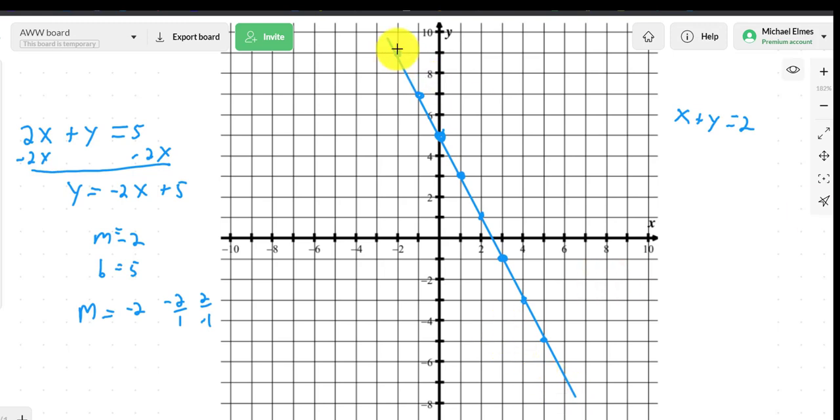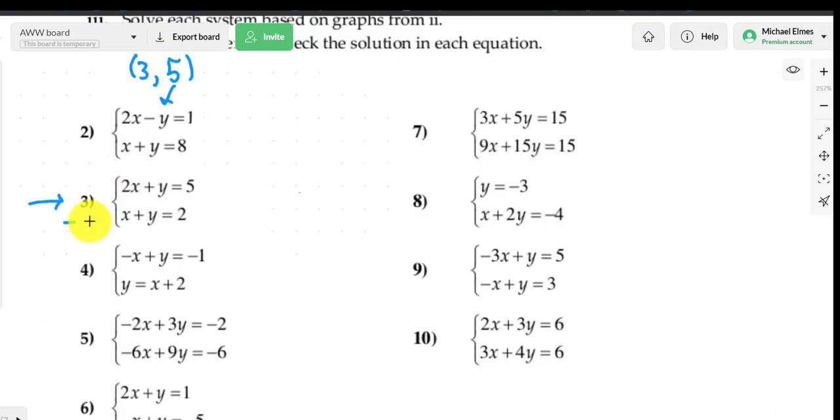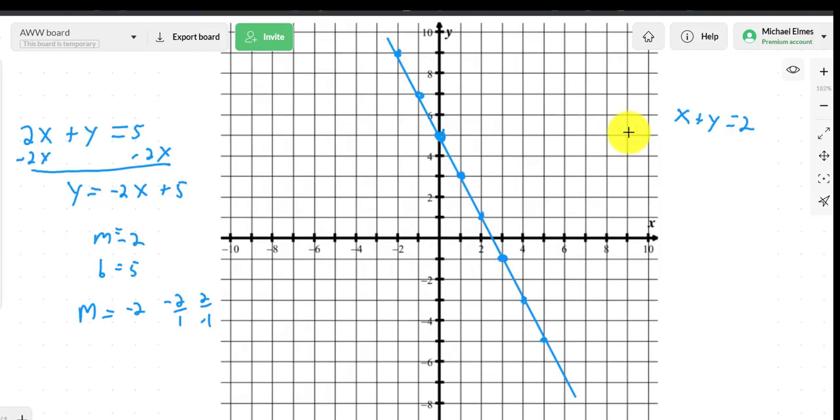And then the second equation was x plus y equals 2. So again, we're going to want to write this in slope-intercept form. So I'm just going to subtract the x from both sides, and I'm left with y equals -x plus 2. So my m is -1, or -1 over 1, or 1 over -1, and my b is 2. So here's a point at 2.